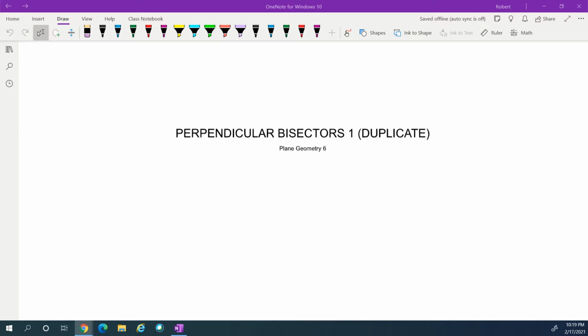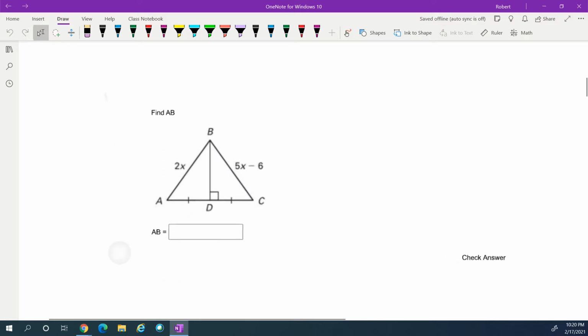Okay, so the homework on perpendicular bisectors. Remember, there's two properties. It's perpendicular and at the same time it bisects a segment, which means any point on the perpendicular bisector is equidistant to the endpoints of the segment that got bisected. So let's take a look at the homework questions here.